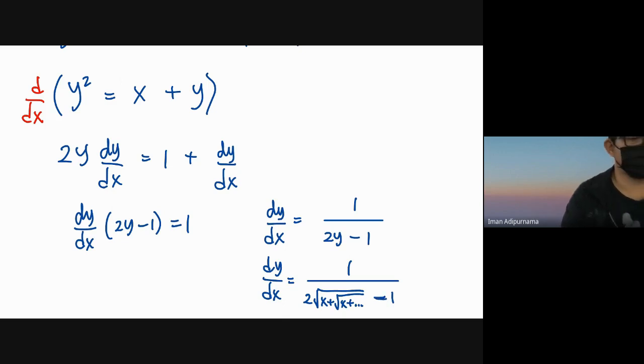And that's the solution. Okay. So implicit differentiation is one of the powerful tools in derivatives. Another powerful tool in derivatives is the logarithmic derivative, or natural logarithm using the ln. It's also another powerful derivative.